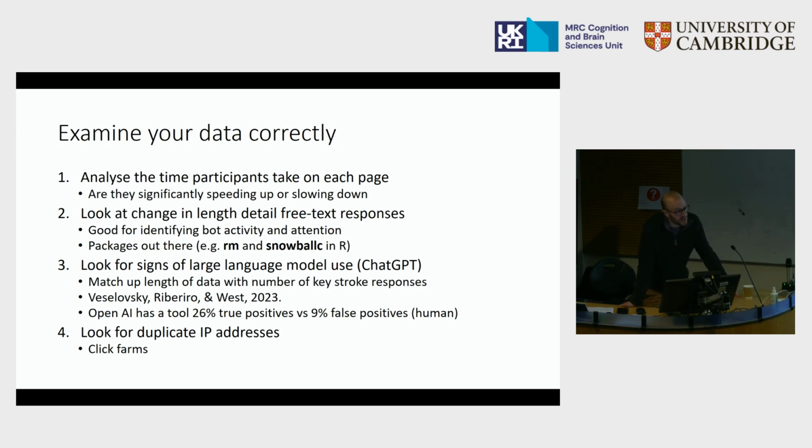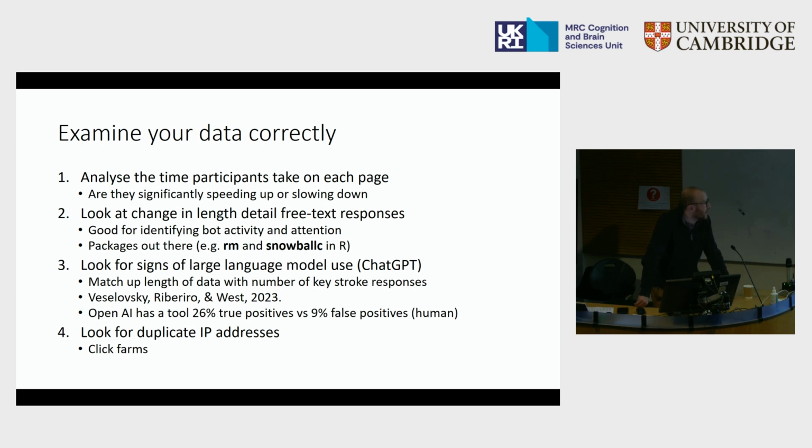Again, a similar sort of idea: look at the change in length and detail in the free text responses. If you are taking free text responses and they suddenly start going from stories to one-word answers, again, it might be a sign that they're giving up. And there are some packages out there, so you don't have to do this manually. For example, in R, there is RM and SnowballC that look at the detail of these free text responses.